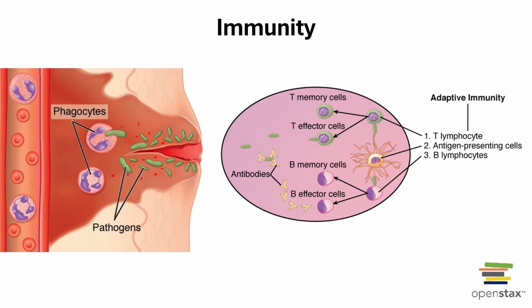Lymphoid organs contain large numbers of leukocytes, including lymphocytes. B and T cells are the lymphocytes responsible for adaptive immunity. Lymph nodes are important lymphoid organs that filter lymph and remove pathogens.